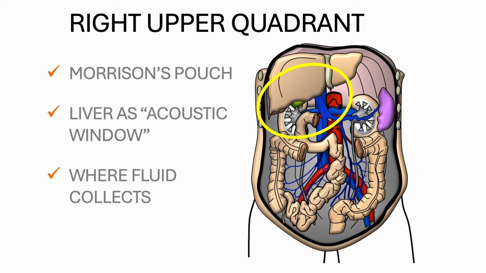We can break down the FAST exam by looking at each view independently. In the right upper quadrant, as mentioned earlier, Morrison's pouch is a potential space between the liver and kidney, and it's created by the peritoneal membrane's reflection from the inferior aspect of the liver and right kidney. The liver acts as an acoustic window, so we can see free fluid well. Remember that fluid here doesn't tell you what exactly is injured. As mentioned earlier, a splenic injury in the left upper quadrant could result in fluid actually collecting on the right side.